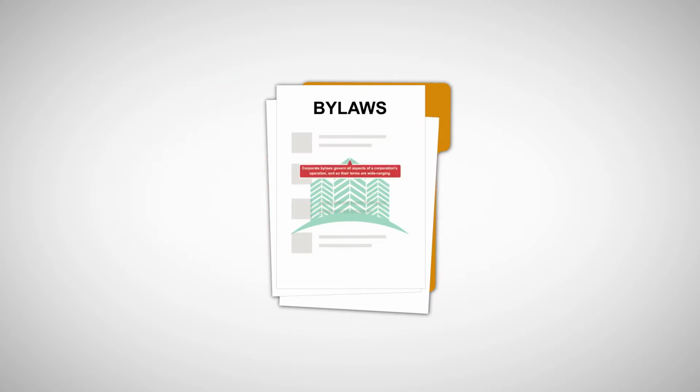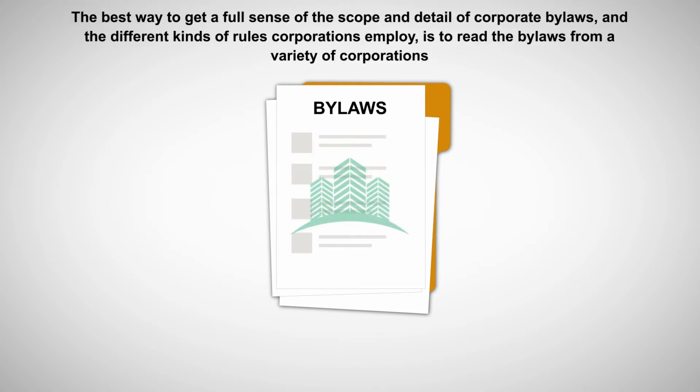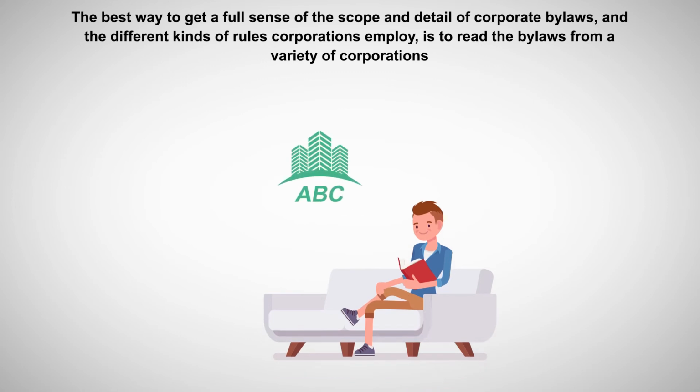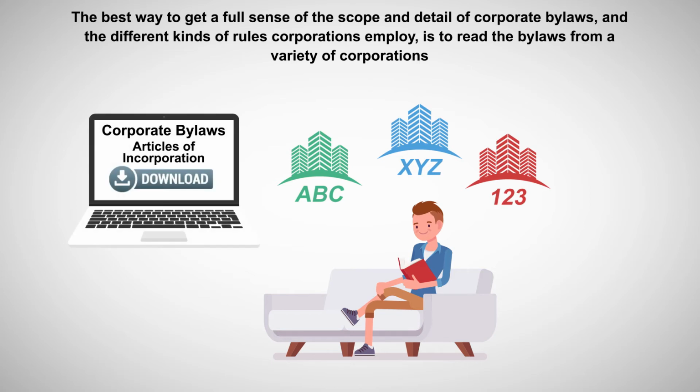However, corporate bylaws govern all aspects of a corporation's operation, and so their terms are wide-ranging. The best way to get a full sense of the scope and detail of corporate bylaws and the different kinds of rules that corporations employ is to read the bylaws from a variety of corporations. Corporate bylaws, as well as articles of incorporation, are generally accessible on the websites of major corporations and can be read and contrasted with those of other companies.